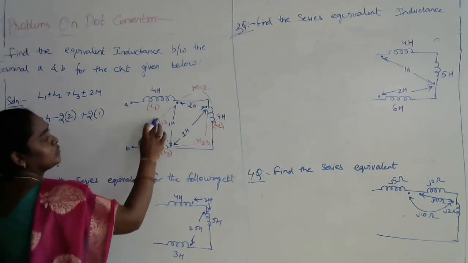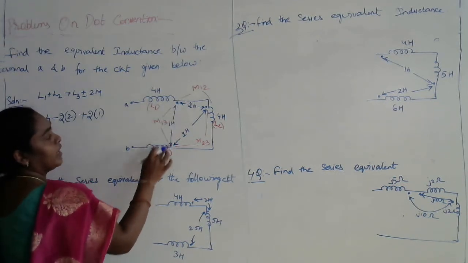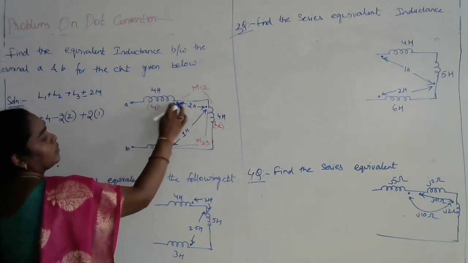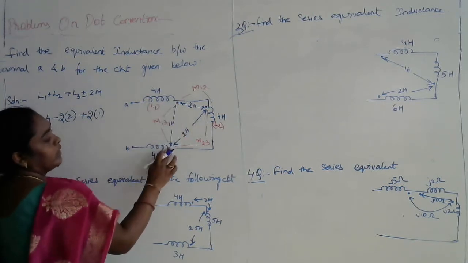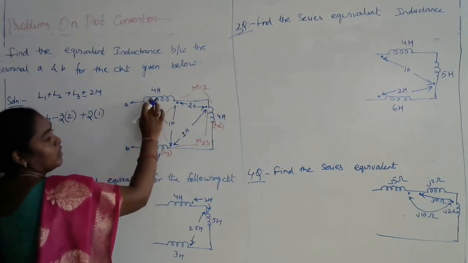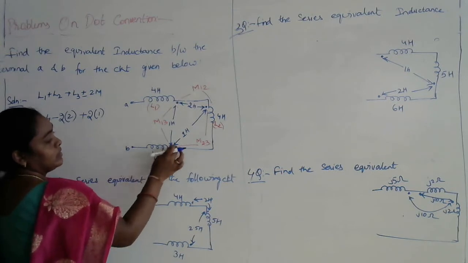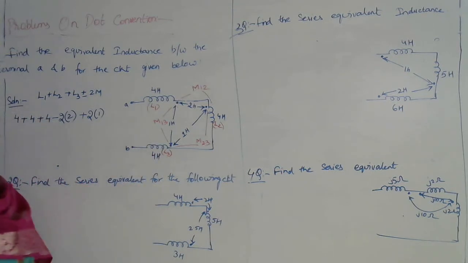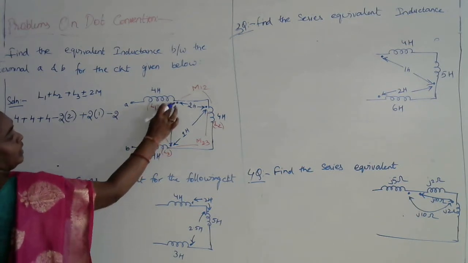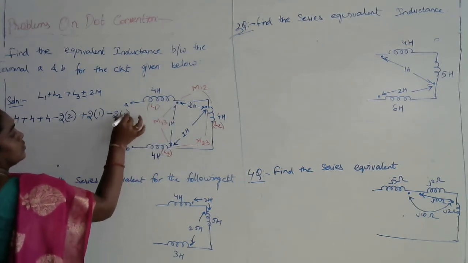Similarly, the last mutual inductance is between 1 and 3. Here in the 1, it is flowing from coil to dot. Here it is flowing from dot to coil. First is coil to dot, second is dot to coil, as both are in the opposite direction, here we need to write down minus 2 and the inductance between these two is 1.